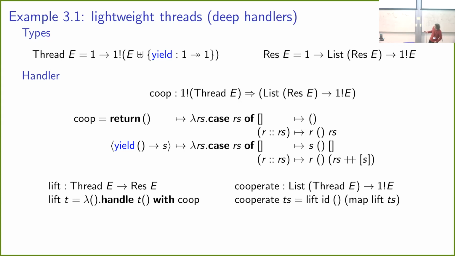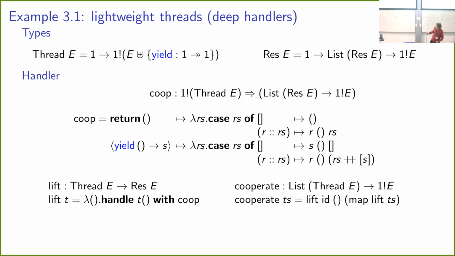Now, the return case, well, we take the list of other resumptions. If it's empty, then we just stop. So this means that the current thread's finished and there are no more threads. If the current thread is finished, then we switch to another thread. And that's it. And the more interesting bit is with yield. So here, if there are no other threads, then we just carry on with the continuation again. If there are other threads, then we take the one at the front of the queue and we run that one and we stick our one at the end. And that's it. So that's the handler.